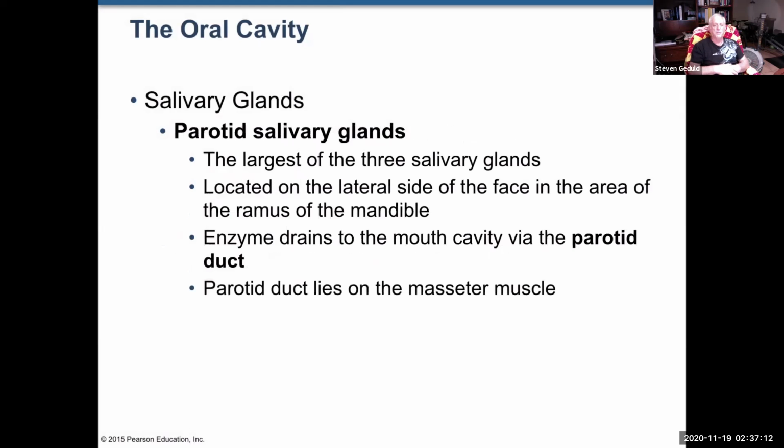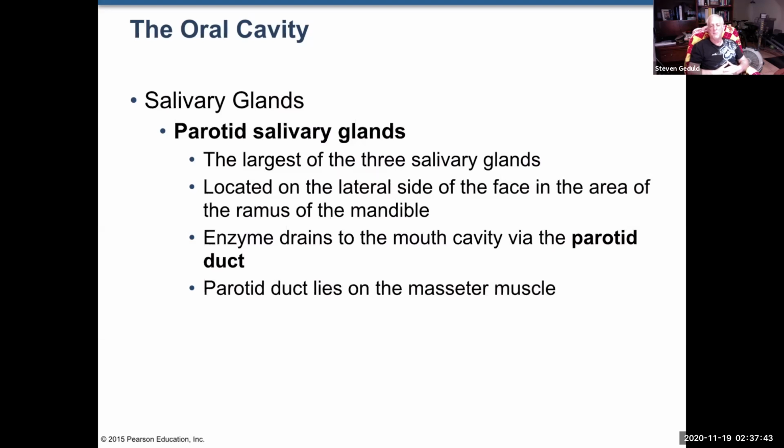Okay. The parotid gland. The parotid gland is the largest of those salivary glands. That's the biggest one. It's on the lateral side of the face in the area of the ramus of the mandible, just above the ramus. Enzymes drain to the mouth by the parotid duct. So the parotid gland sits on the side by the ramus, and the duct enters just buccal to the second molar. And that's where it drains into the mouth. That's where the parotid duct enters into the oral cavity.